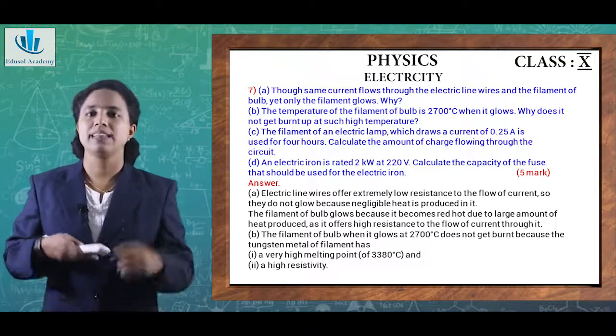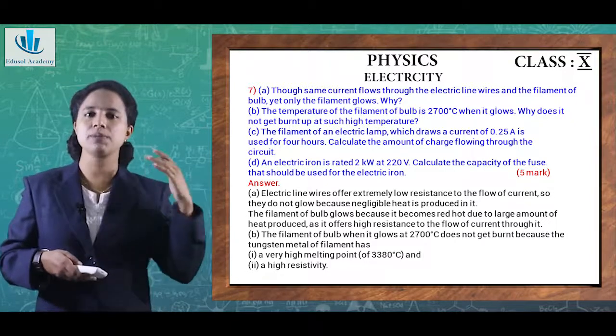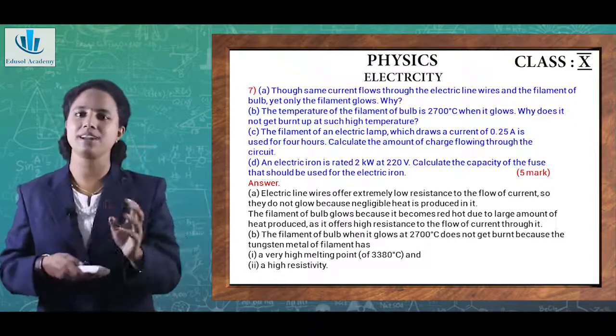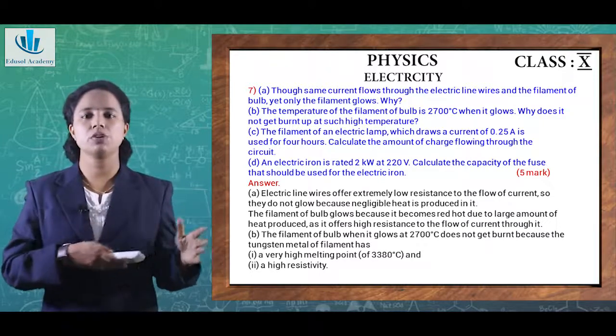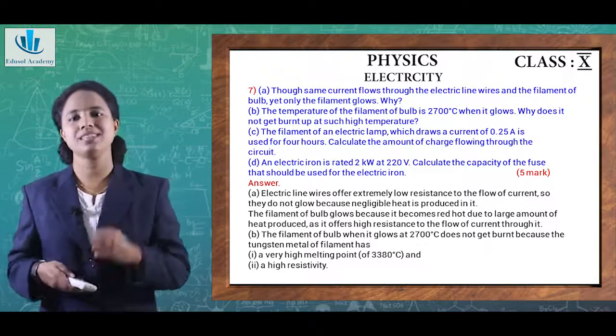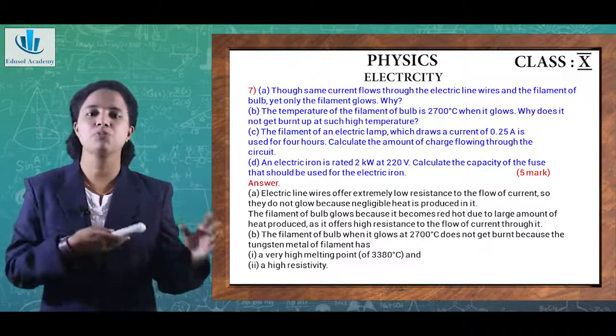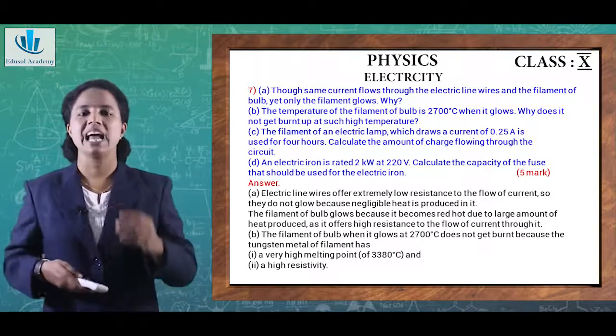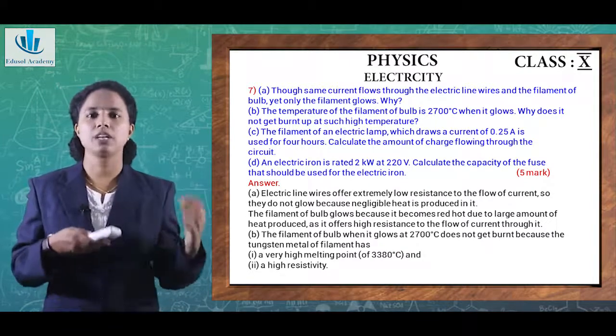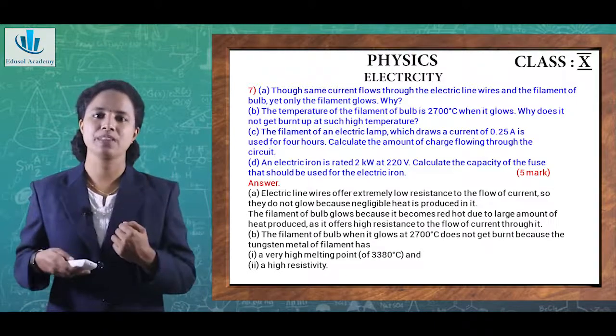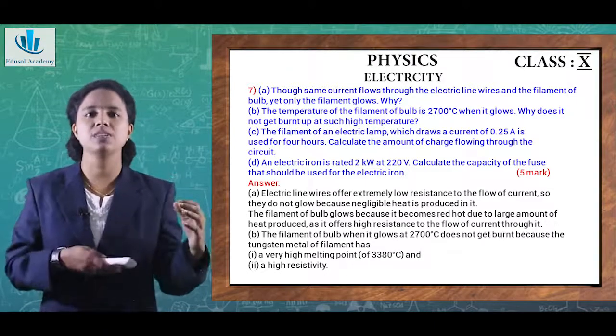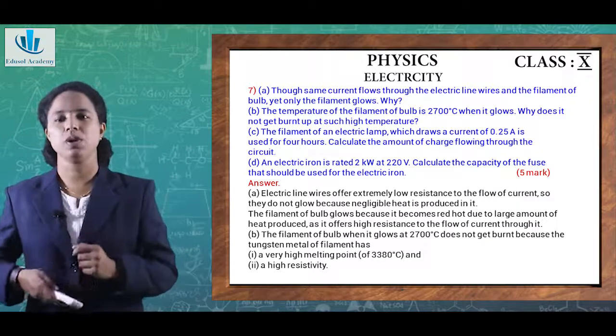We know that the electric line wires offer extremely low resistance to the flow of current. So they do not glow because negligible heat is produced in them. The filament of the bulb glows. Why? Because it becomes red hot due to the large amount of heat produced, as it offers high resistance to the flow of current through it.